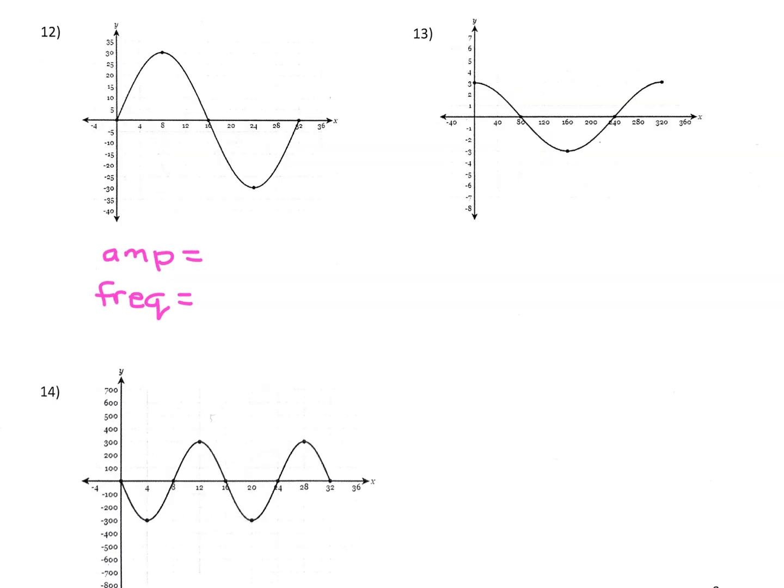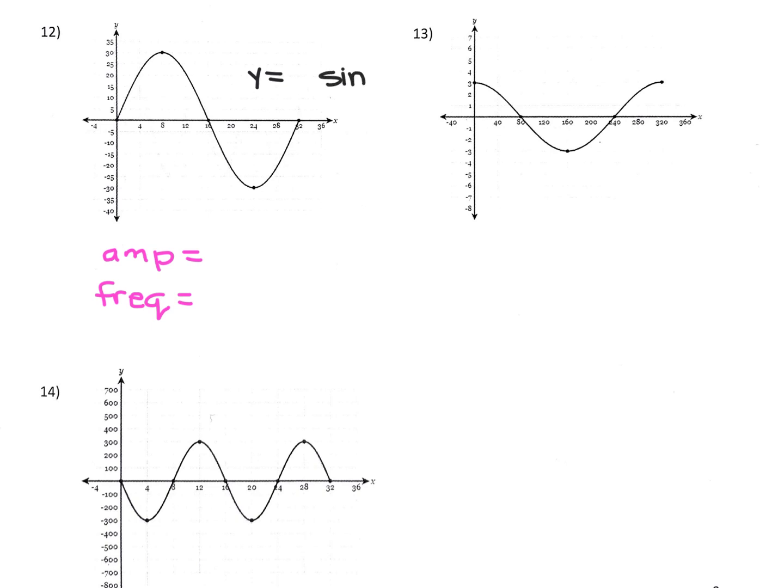All right, so if you take a look at number 12, we can see this is a sine curve. It's starting at the midline, starting at (0, 0), going up, down, and back up. So this is a positive sine curve. So y equals, I'll leave room for the amplitude, but positive and then sine.